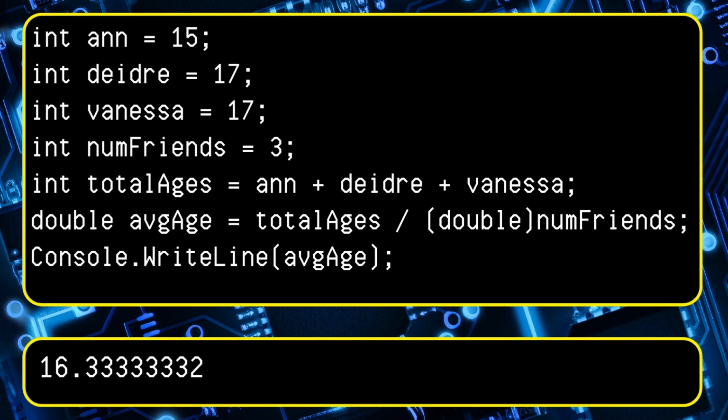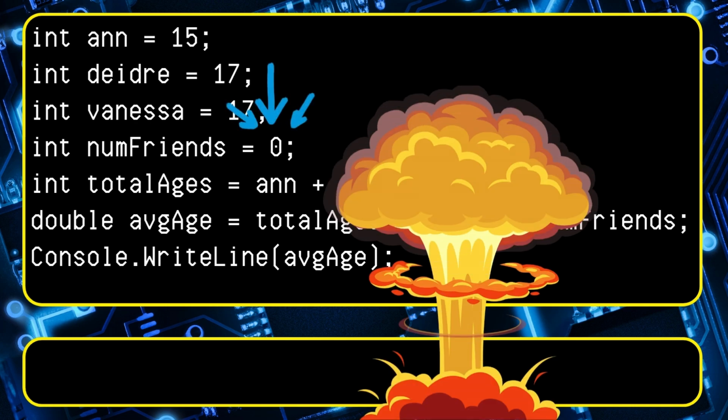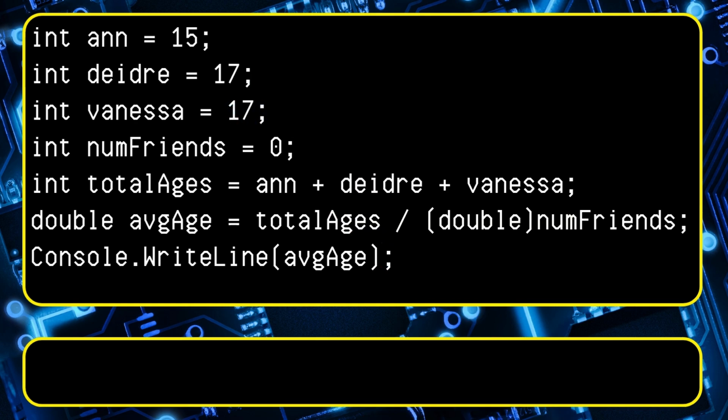One last word about division. Don't divide by 0. I'm not a mathematician, but I guess dividing by 0 causes the universe to explode or something. In our code, it causes our program to crash. Sometimes we can't prevent that from happening.